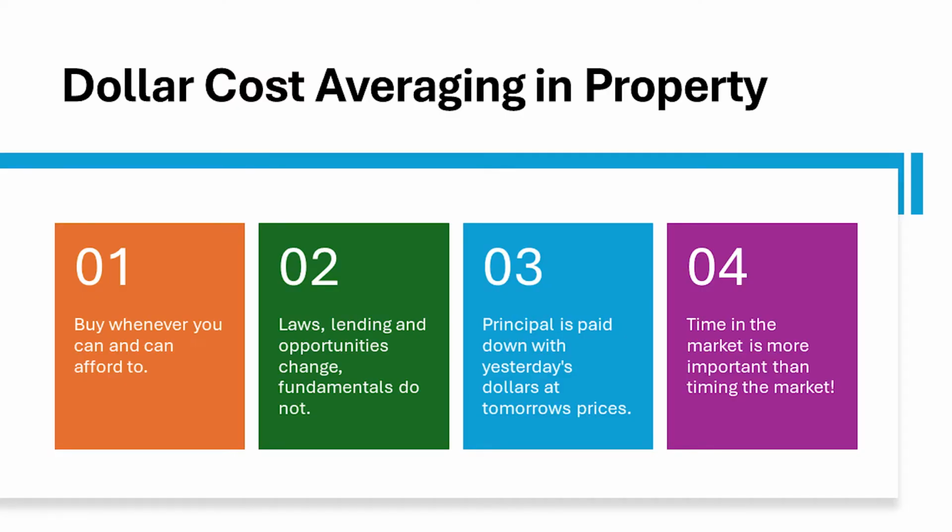First of all, buy whenever you can and what you can afford to. So obviously whenever you can, and what I mean by that is in point number 2, laws, lending, opportunities change, fundamentals do not. So if you can afford to, and you're in a life situation to, just buy a property in the right area. You're going to do very well out of it. Now, I don't mean if you're, for example, about to have a kid and you're going from a 2-income household to a 1, and expenses are going to go up as well.